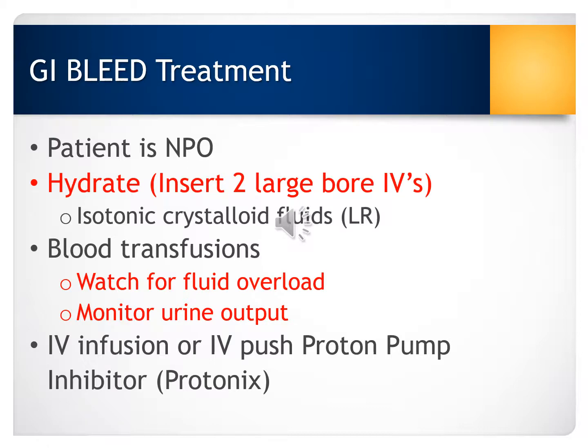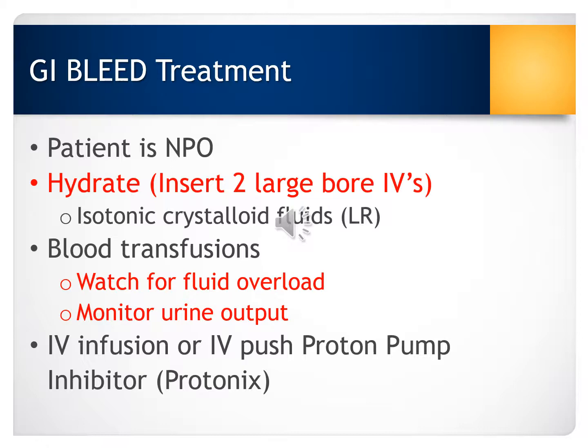Treatment for GI bleed will consist of making the patient NPO. Our goal will be to rehydrate the patient, so we will insert an IV. It'd be best to have 2 large bore IVs. Oftentimes the patient will get lactated ringers, and you can anticipate that the patient will most likely need a blood transfusion. You want to observe the older adult or the patient with a history of cardiovascular problems closely for fluid overload.